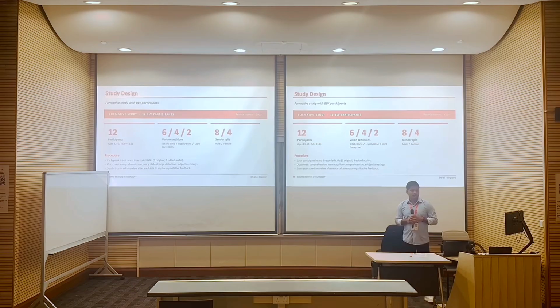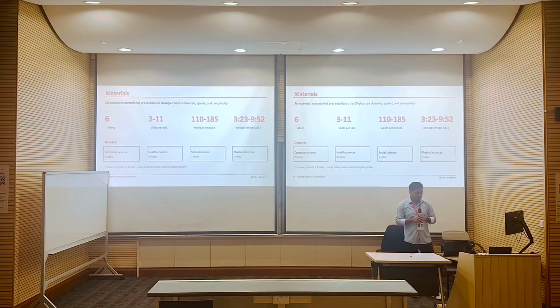To test whether our system is actually working or not, we recruited a total of 12 participants, and out of the total, 6 are totally blind, 4 are legally blind, and 2 have light perception. And out of the 12, 8 are male and 4 are female participants.